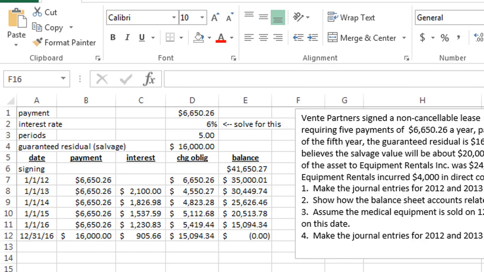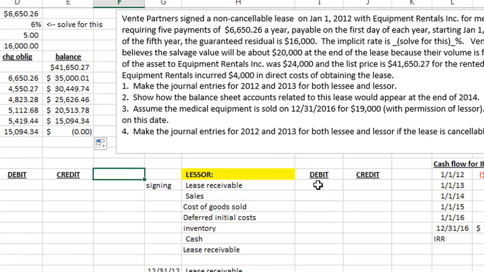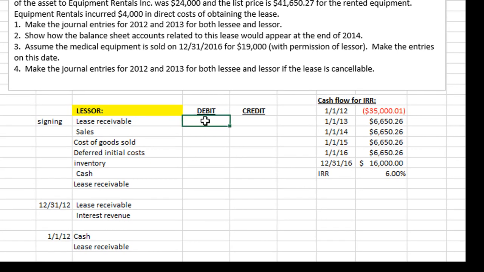So let's look at the journal entries for the lessor. What's going to be receivable is the present value of the future minimum lease payments. The sales will equal that. Now, the cost of goods sold is going to be their original cost, which they told you was the $24,000, so that's coming out of inventory. Plus, they had those original direct costs.